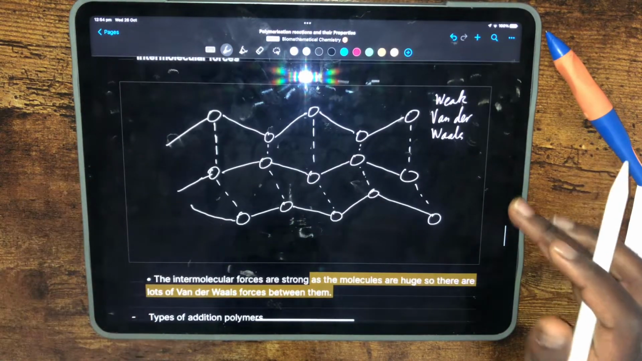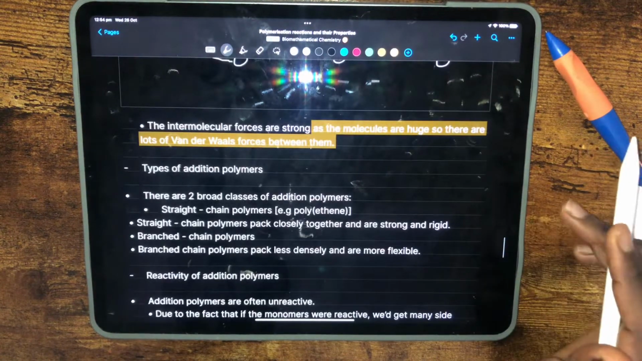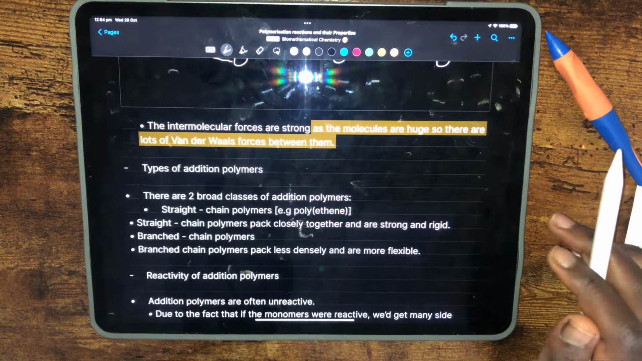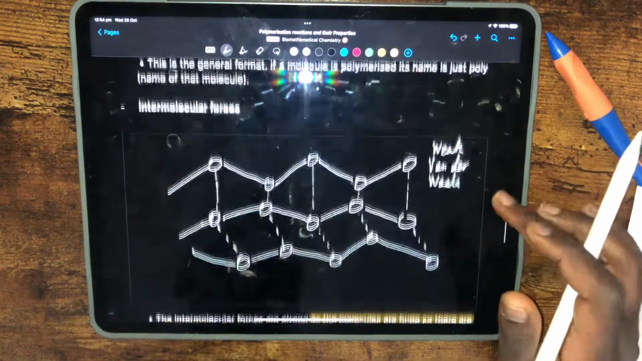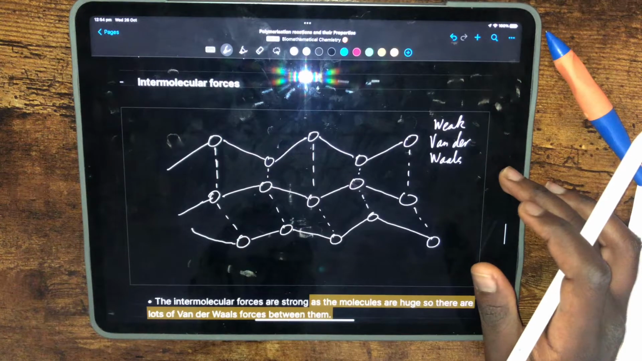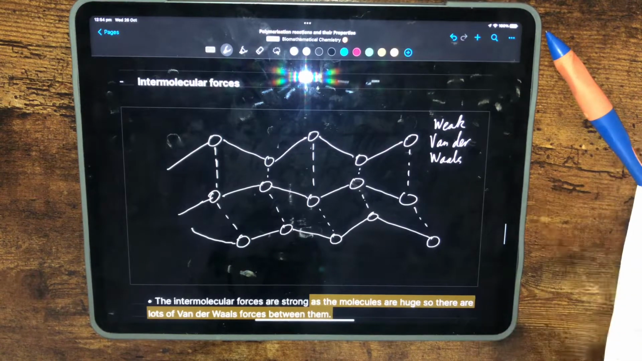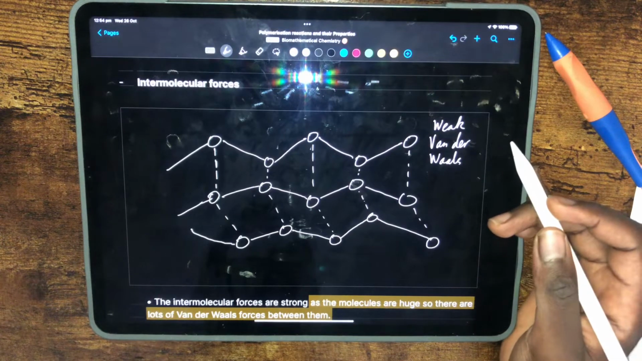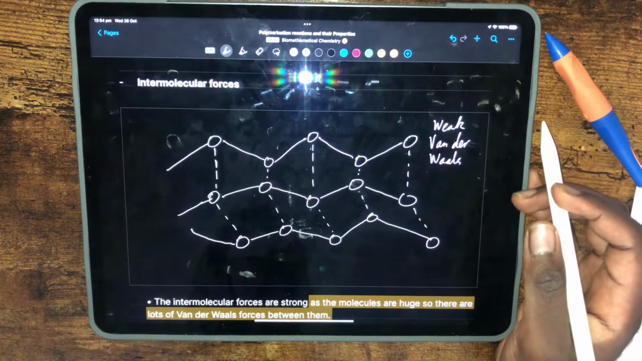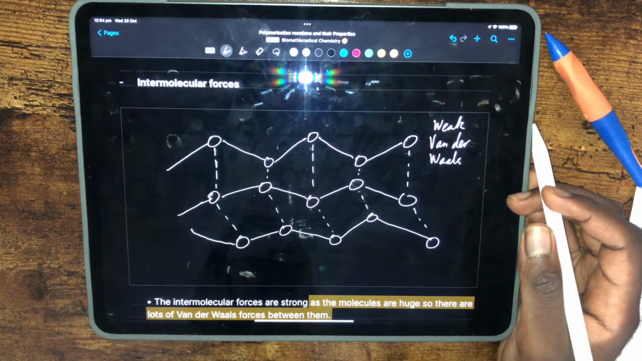However, branched chain polymers pack less densely together and are more flexible. It's kind of the same idea as with fatty acids, if you've ever heard of that, which is a good example. When you're talking about saturated fatty acids, they're straight chain. Because of their straight chain, they easily stack up upon one another.